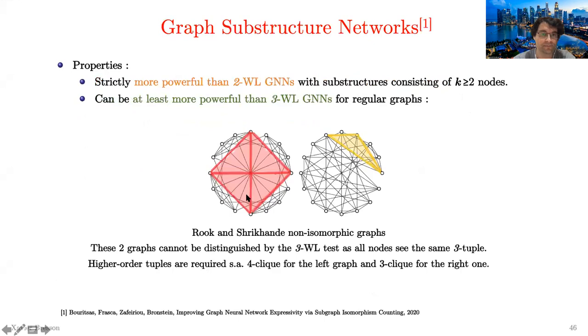The properties of this model are of course more powerful than the standard message passing, so 2WL. And for example, for these regular graphs, if you want to differentiate these two graphs, you need something which is a four-clique here, and a three-clique here. So you need something which is at least more powerful than the 3WL GNN, which they can get.